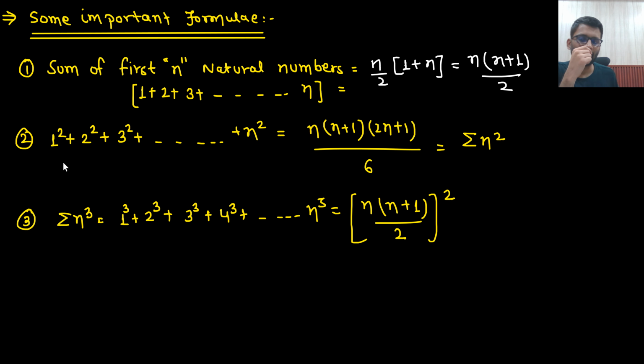If they are asking 1 square plus 2 square plus 3 square till n square, that would be n into n plus 1 into 2n plus 1 by 6. And what about this one? 1 cube plus 2 cube plus 3 cube plus 4 cube, in that manner. That would be the same formula as the first one, but whole square. So you should have these formulas in your mind and remember them: n into n plus 1 by 2, n into n plus 1 into 2n plus 1 by 6, and then n into n plus 1 by 2, whole square.